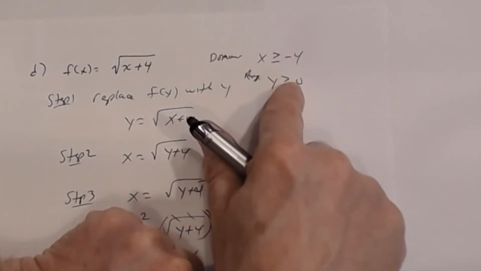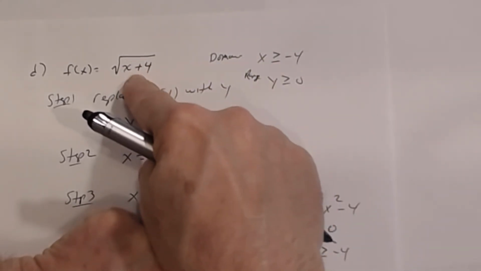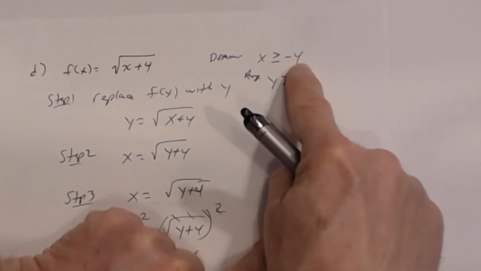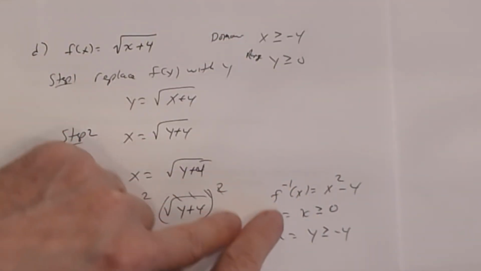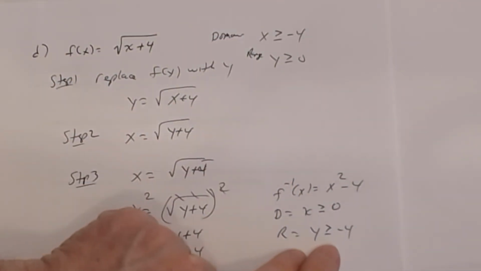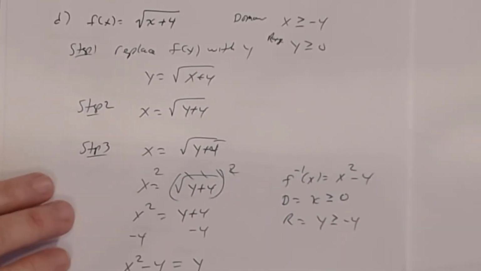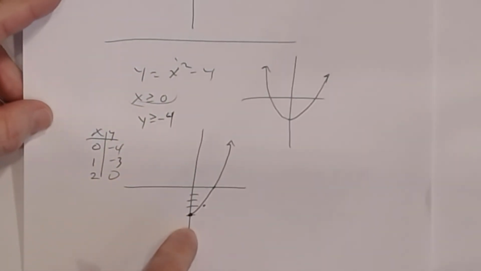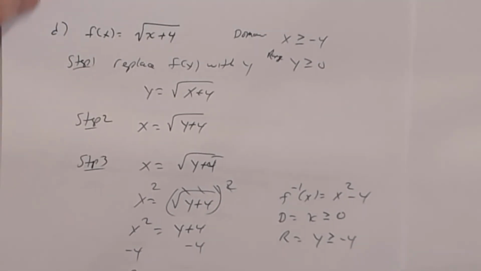So that's why we had to go back here and indicate that the domain of this is this and the range is this. And so now the domain becomes the range and the range becomes the domain. And now this has this graph. So that one was hard. That was a difficult one.